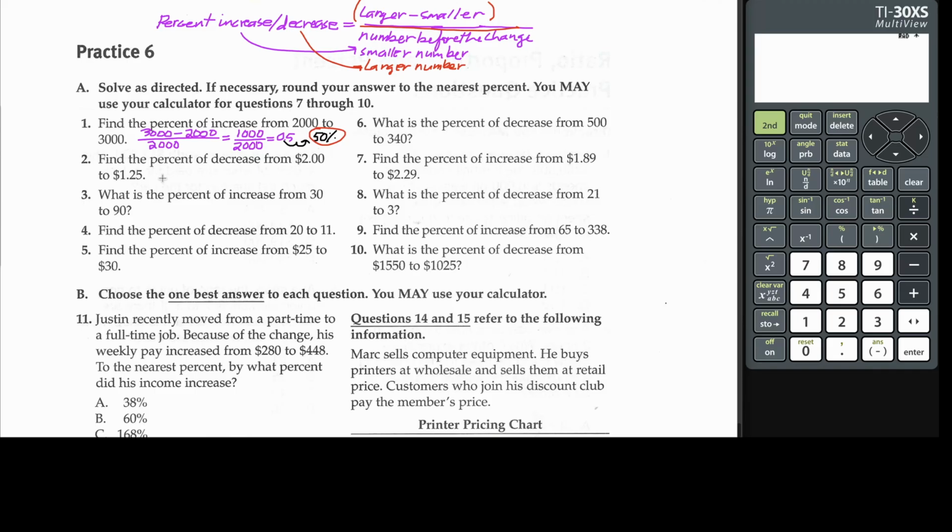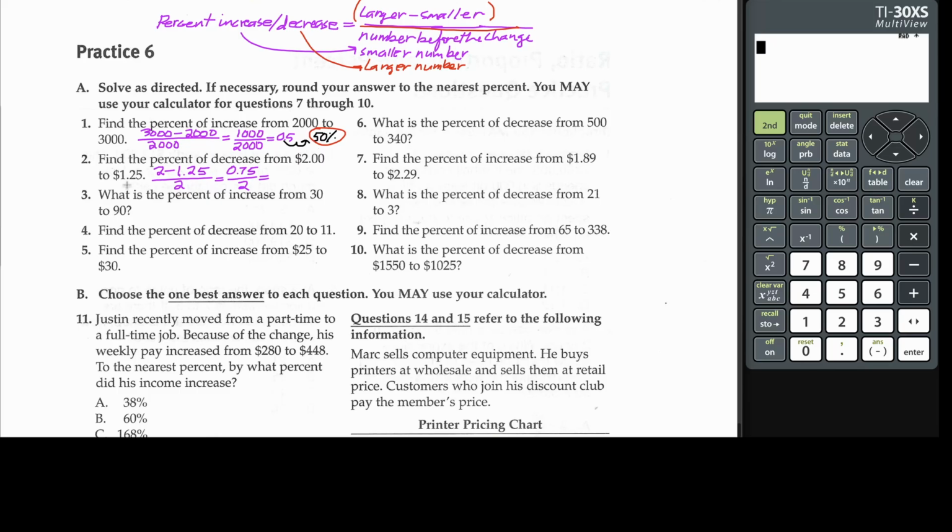from $2 to $1.25. So $2, I subtract $1.25. Divide that by 2. $2 take away $1.25. That means you have 75 cents difference, right? 75 cents here. And divide by 2. So let's look at the calculator.